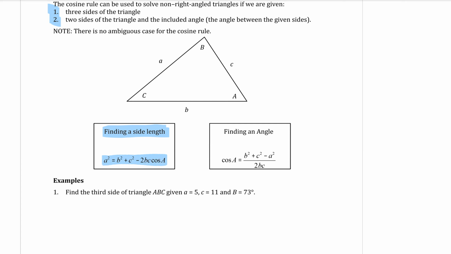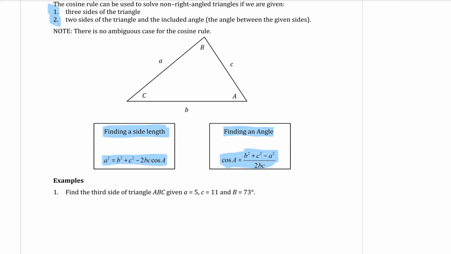If you are trying to find an angle, then we want our angle by itself on the left-hand side of the equation. So that's cos of capital A equals b squared plus c squared minus a squared over 2bc.